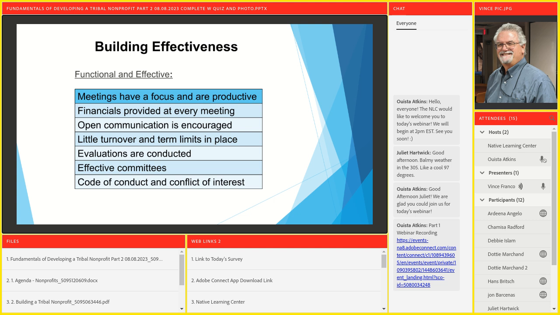Evaluations are conducted. Well, if you're going to have a job description for every position, including boards, then you should have some kind of evaluation process of productivity included in that as well. It could be very minimal at first, but as you attain nonprofit status and grow as a nonprofit organization, that becomes more and more critical as daily operation, right?